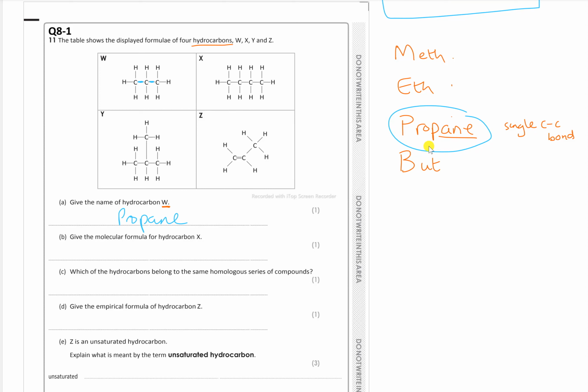We need to look at the molecular formula for hydrocarbon X. So what you do is you put C down for 1, 2, 3, 4 carbons, and then 1, 2, 3, 4, 5, 6, 7, 8, 9, 10 hydrogens.